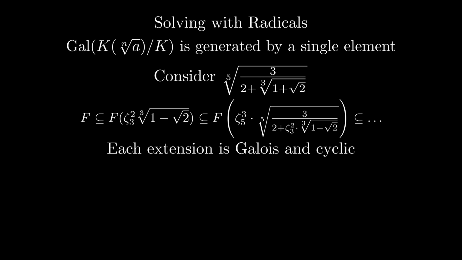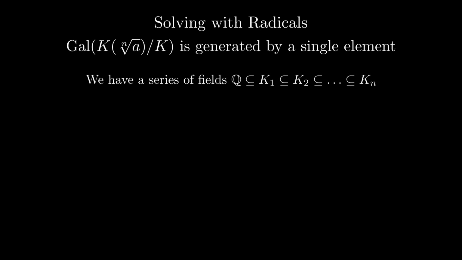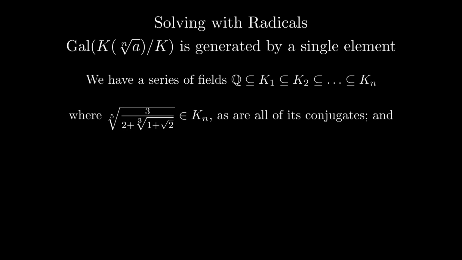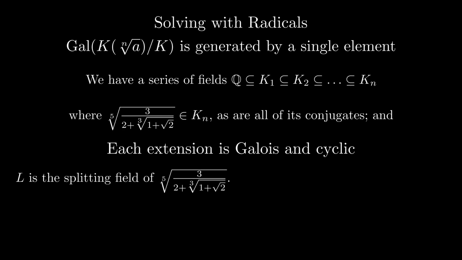To take stock of what we have: a sequence of fields from Q to Kn, where the number we're concerned about is in the top field, as are all of its Galois conjugates. And additionally, this chain satisfies the property that each consecutive extension is Galois and generated by one element. I've been saying that we should stop at the splitting field of the root, but technically there's no reason that Kn should equal the splitting field. For example, we might not have needed to add all the cube roots or fifth roots that we did. If it's not, then we have to do one more move.